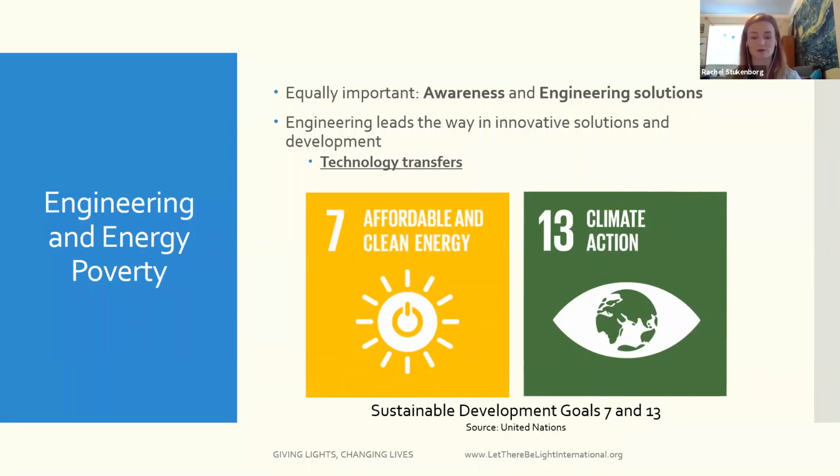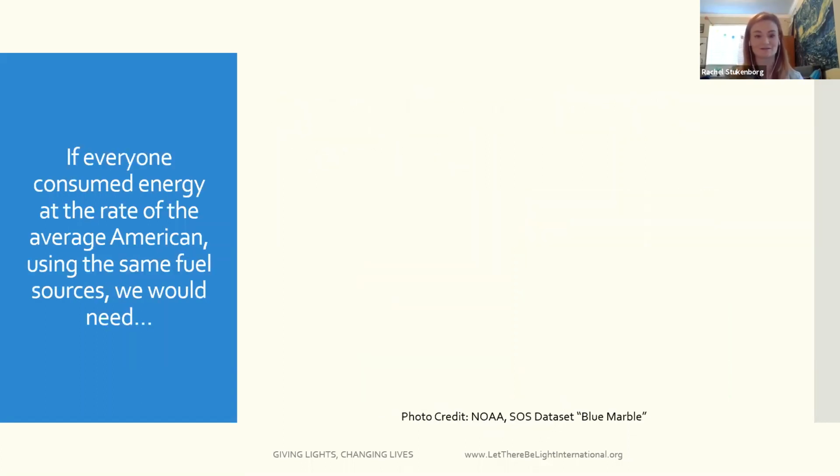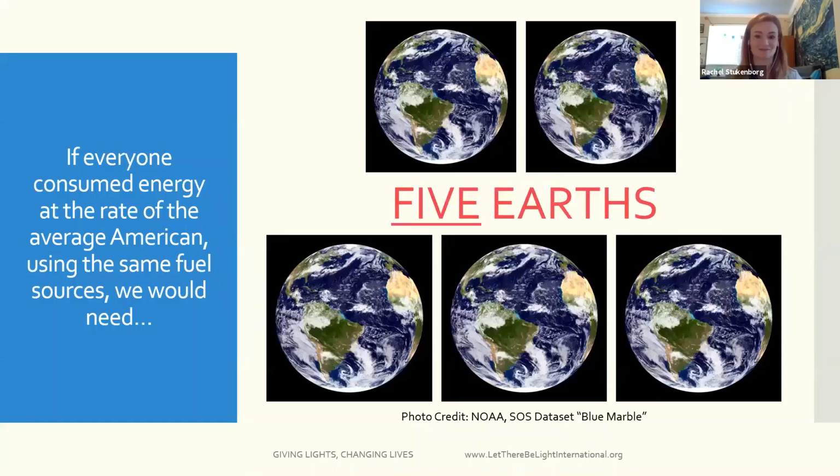And this is really important, but in a way, it's also necessary. The United States consumes the most energy per capita out of any country. And in 2019, the Global Footprint Network estimated that if everyone in the world consumed energy at the same rate as the average American, using the same fuel sources, we would need 5 Earths to meet everyone's needs.